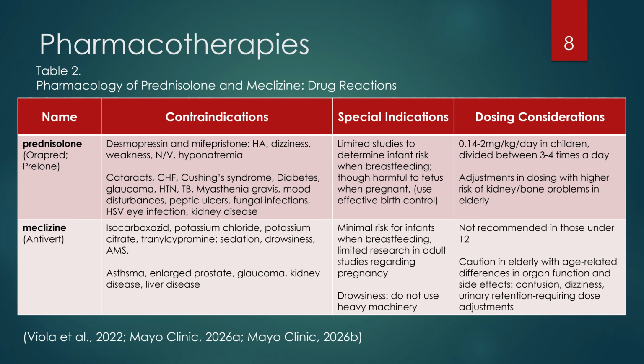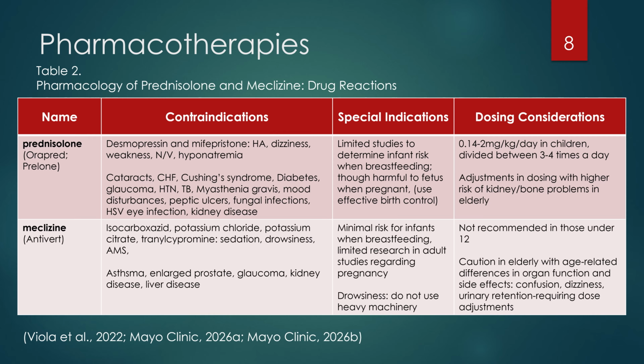Meclizine has more drug interactions, such as with isocarboxazid, potassium chloride, potassium citrate, and tranylcypromine. These are drug therapies that may have the most severe interactions with meclizine. Interactions may cause side effects such as increased sedation, drowsiness, and altered mental status. For breastfeeding, there are limited adult studies for prednisolone to determine infant risk. However, it's been shown to be harmful to the fetus. Therefore, effective birth control should be used when taking prednisolone.